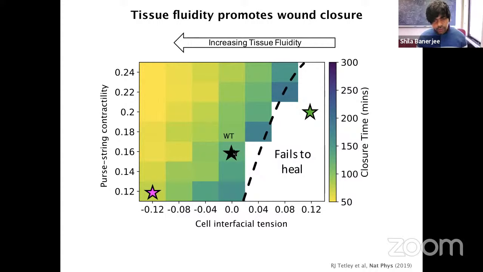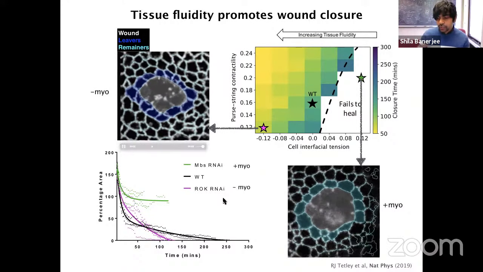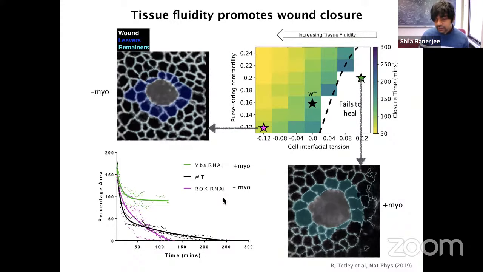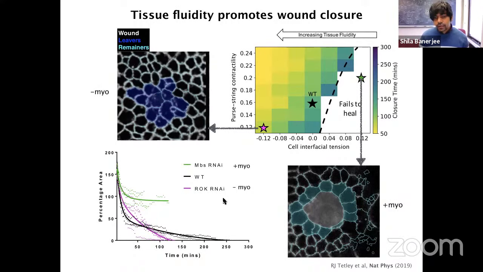And so what Rob and Yanlan did was to test this in experiments by using mutant flies, where in one case you inhibit myosin and you see that the closure is faster. And in one case where you overexpress myosin, you see that the tissue is too tense to close, okay? So overall, this tells us that tissue fluidity is really helpful to have collective motion.